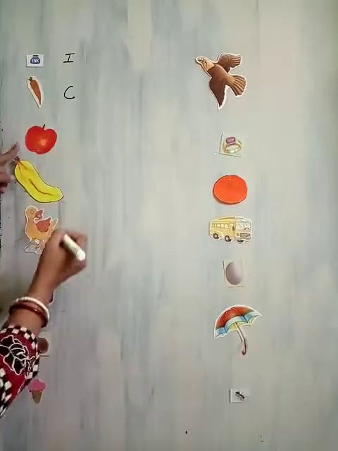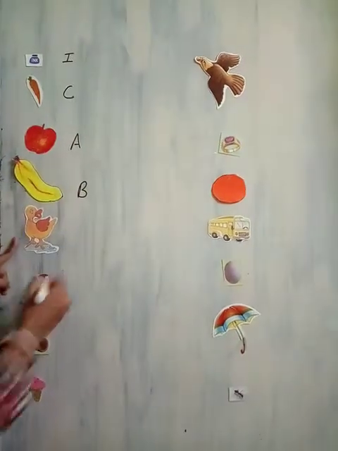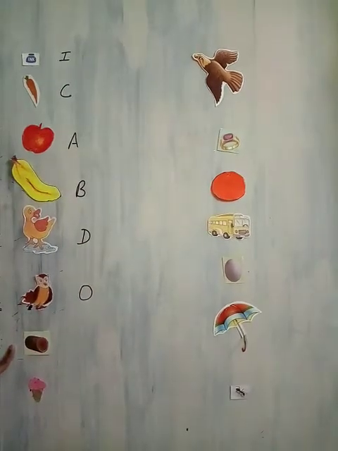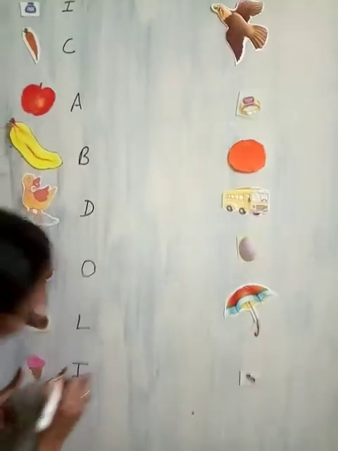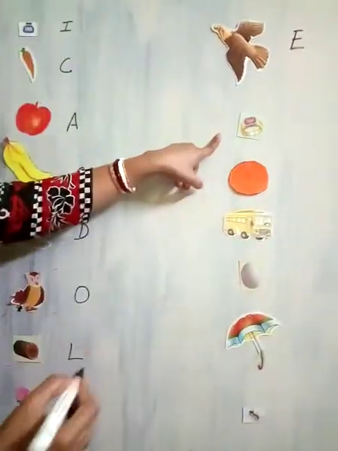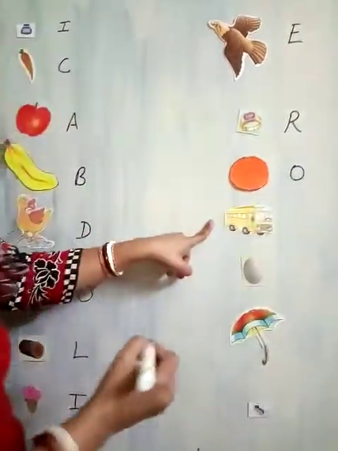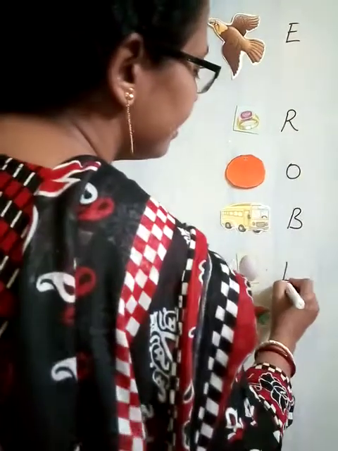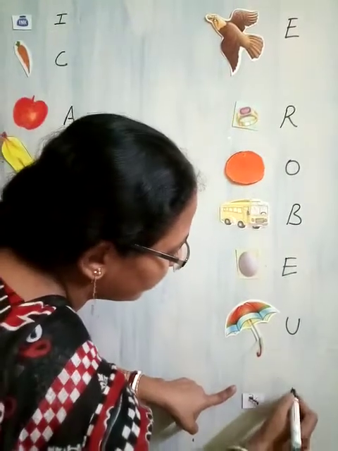Carrot, C. Apple, A. Banana, B. Duck, D. Owl, O. Log, L. Ice cream, I. Eagle, E. Ring, R. Orange, O. Bus, B. Egg, E. Umbrella, U. And ant, A.